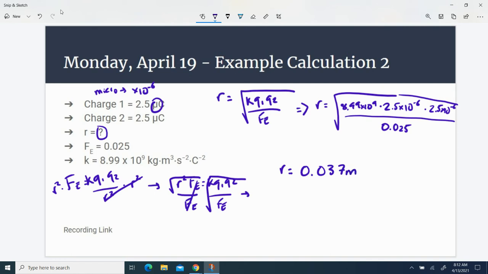All right, so that's the algebra. Notice algebra first, then numbers. If you can plug everything into the calculator correctly, you should be okay. I've got one more of these.